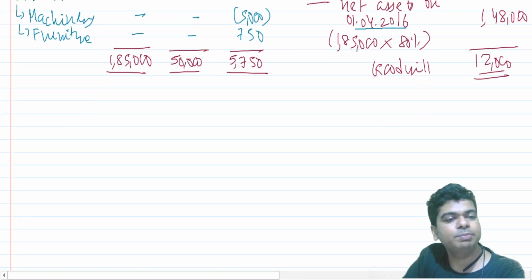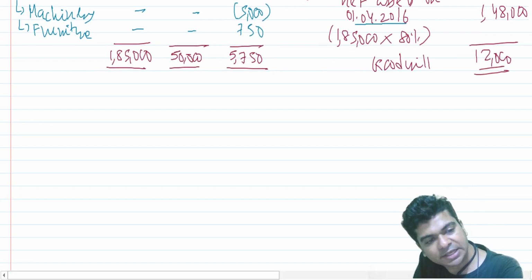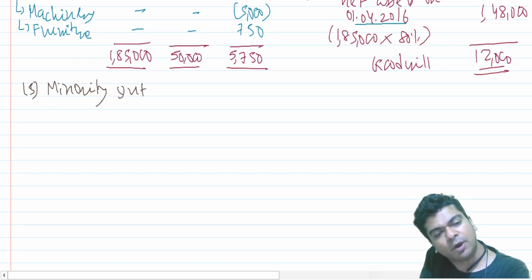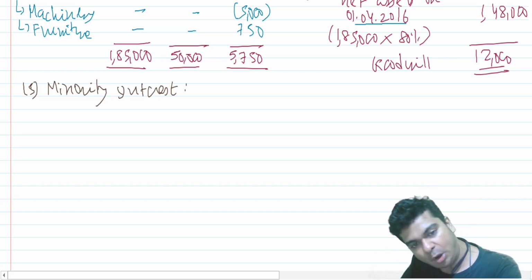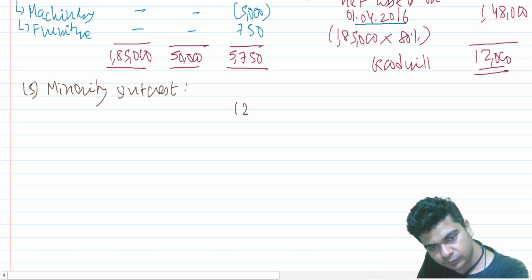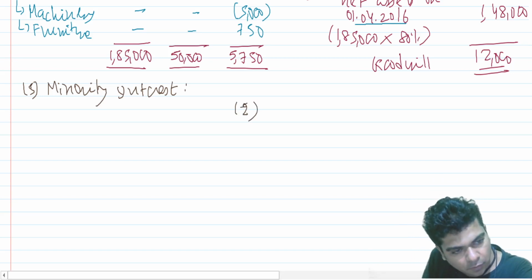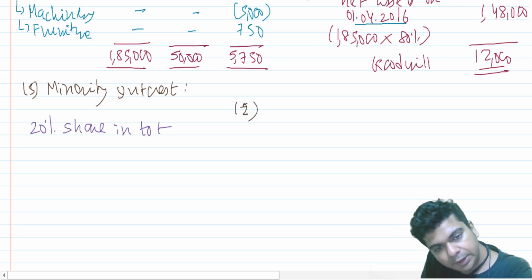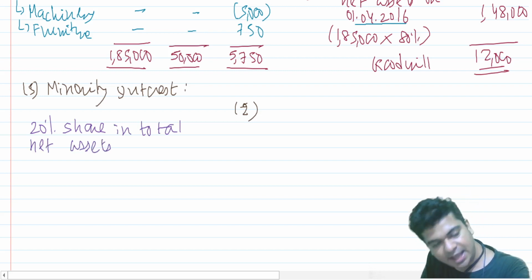Time to apply principle number 4. That's our next working. Principle number 4, minority interest. You have acquired only 80% shares. The remaining 20% belongs to the minority shareholders. So we say 20% share in total net assets.